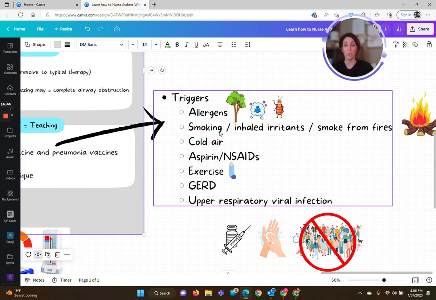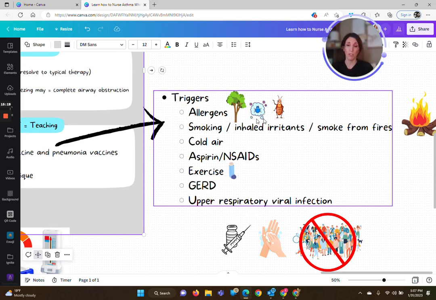Other triggers might include smoking. And I know you're thinking, my gosh, somebody with asthma smokes. Pretty common. So if we can try to get them to stop doing that. And then inhaled irritants, like work exposure irritants. Somebody works around grain dust or paint fumes or things like that. And for some people, that's their life, and so it's difficult to try to get them to avoid it. And then smoke from fires is another thing. So maybe don't go to the bonfire if you have asthma and it triggers you.